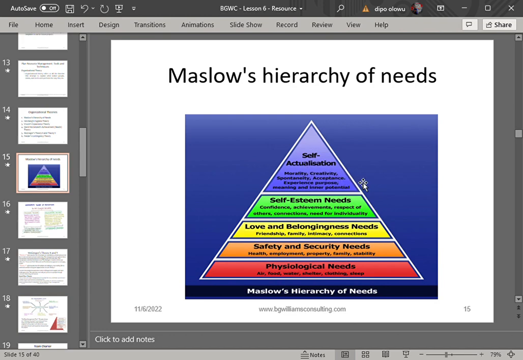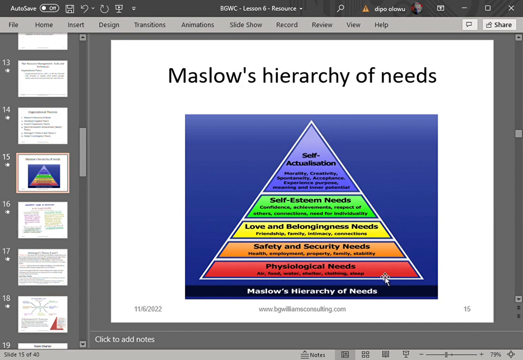That is when you now feel that fulfilling purpose is a major concern for you as regards what you intend to do. All right. I hope this explanation is very clear. So that is the Abraham Maslow hierarchy of needs.